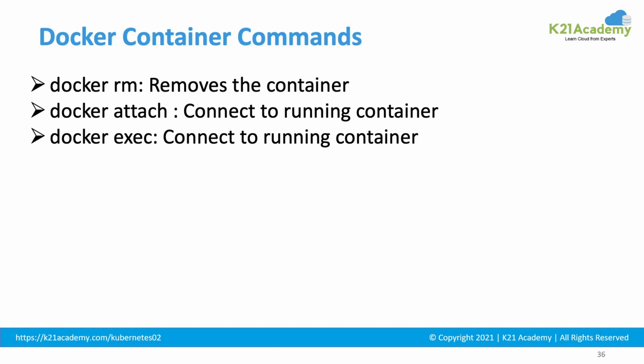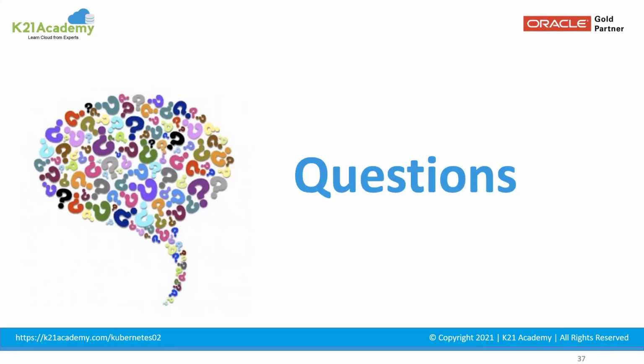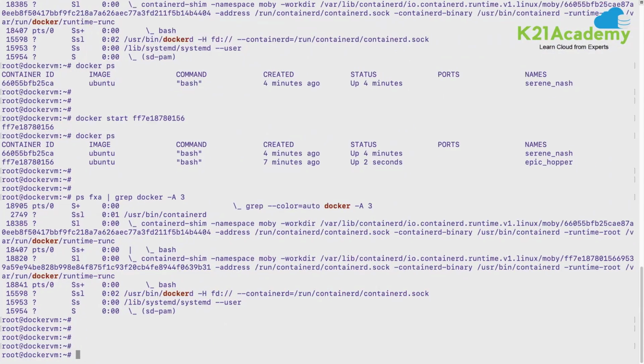Another way to connect to the container is to do a docker exec. Exec stands for execute. You can execute a command by connecting to that container using the docker exec command. There is a difference between how we attach using the docker attach statement to a running container or how we connect to a running container with docker exec. We would see that in our demo.